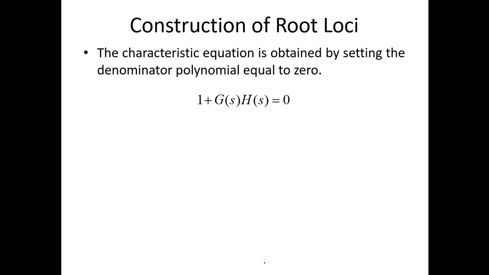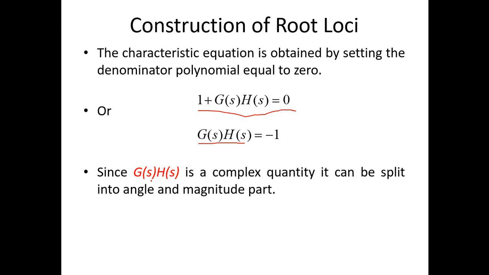Now the characteristic equation for this system is 1 plus G(s)H(s) equal to 0. You can find this equation by putting the denominator equal to 0. And if you solve, the value of G(s)H(s) will be equal to -1. Now this G(s)H(s) is a complex quantity, and it can be split. You know that it is a complex quantity, because this is equal to -1, and if you take the square, it will not be possible to take the square of this thing. So it means it is a complex quantity. It cannot be simplified any further.